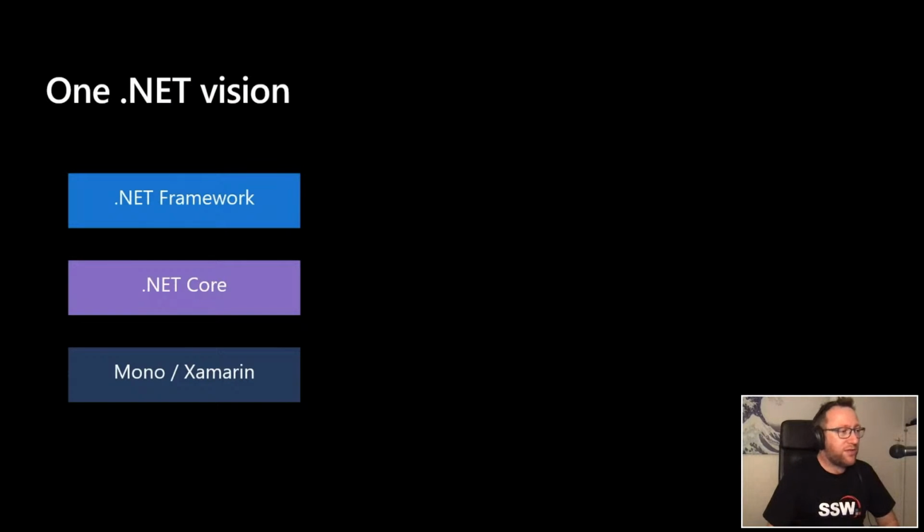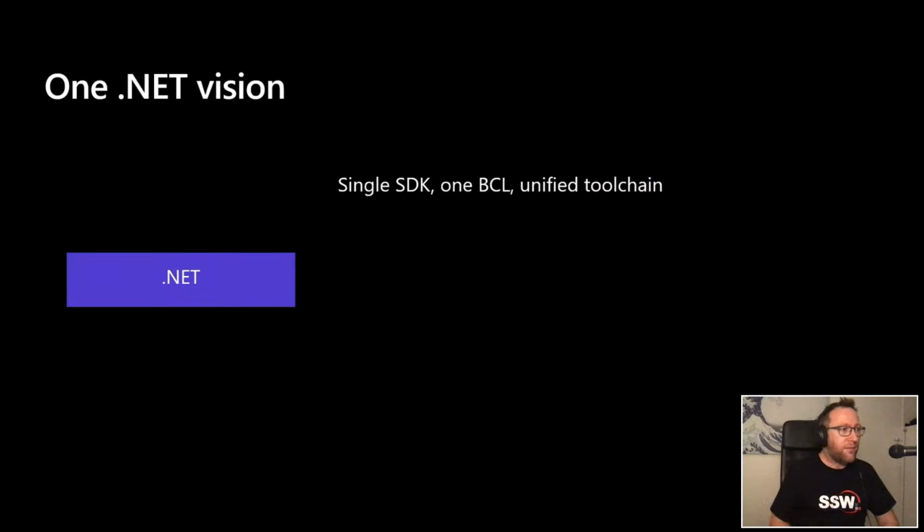Now, I've seen quite a few talks from various Microsoft people, and they've got a common set of slides they use to present these. So I'm going to show you exactly those slides and explain it in the same way. So the One .NET vision is we're taking these 3 versions of the .NET framework and we merge them into one. So we have One .NET, a single SDK, single software development kit with one base class library and a unified toolchain.